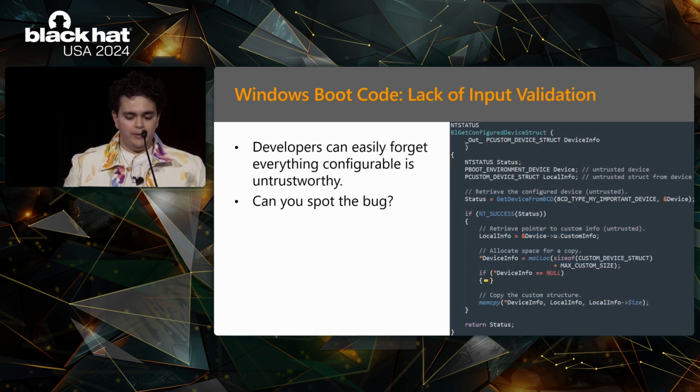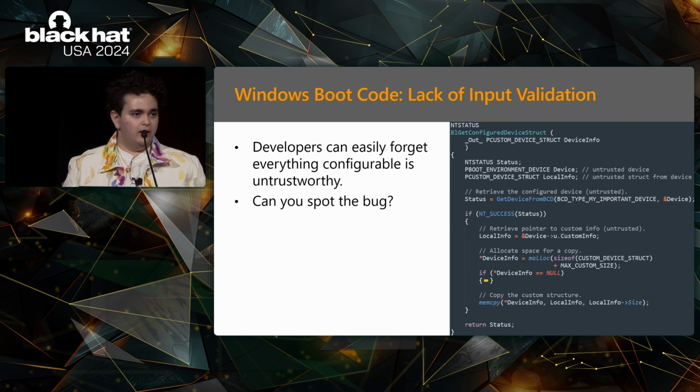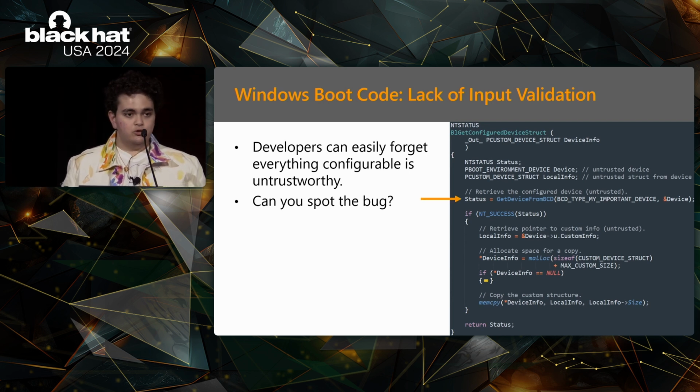So a common pattern that I've seen is that developers can easily forget everything that is configurable is untrustworthy. On the right, I have a function that's a copy, a mimic of a real vulnerability that was discovered. And from a high level, what it does is it'll first grab a device from your BCD file, and it'll store it on the stack. Now, this device actually has a custom structure, and this custom structure contains information specific to that device, but you have to remember everything here is untrusted.